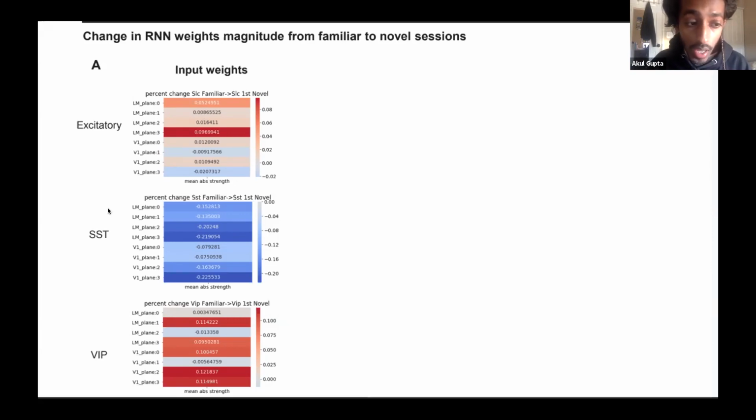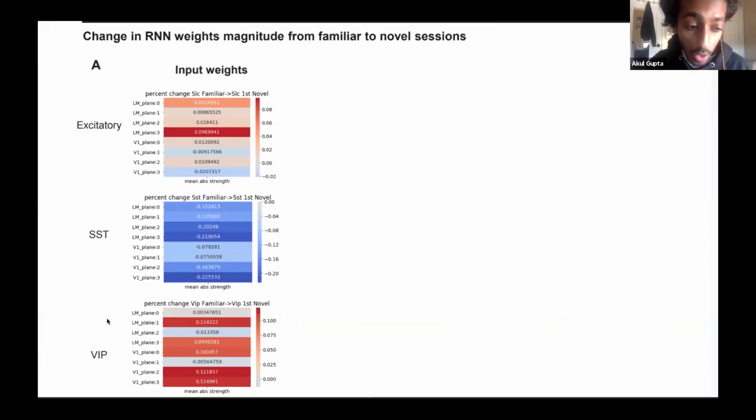Moving on to SST, the inhibitory cell, we see across the board decreasing weight strengths, specifically in deep planes of LM and deep planes of V1. Coming back to biology, we see that for the novel session, SST has smaller image responses. So this correlates well with what the RNN is finding.